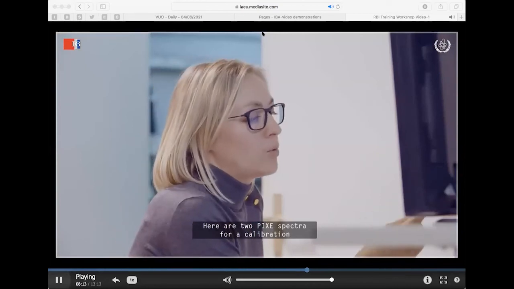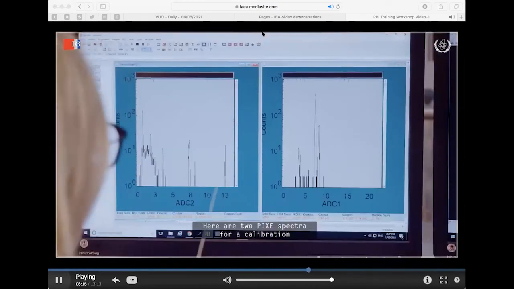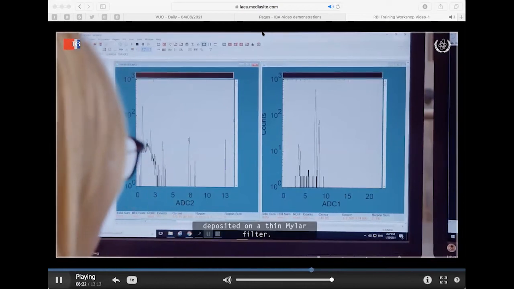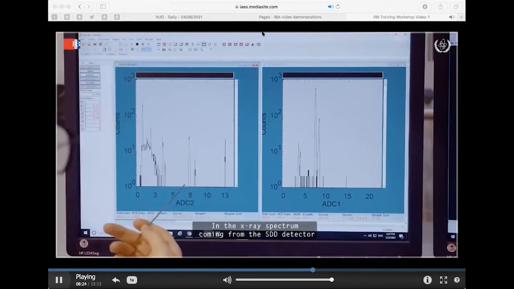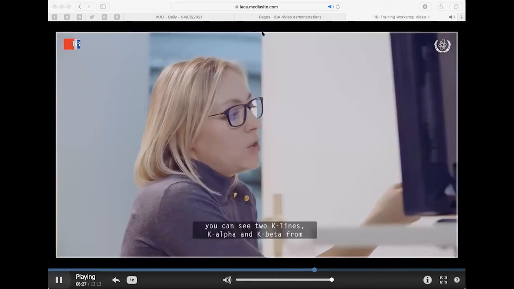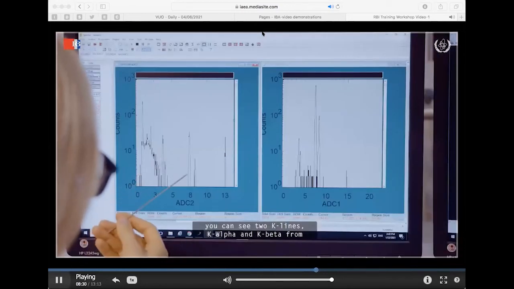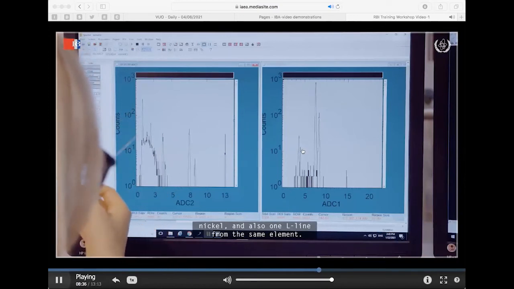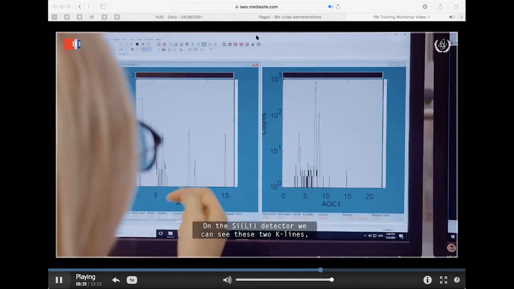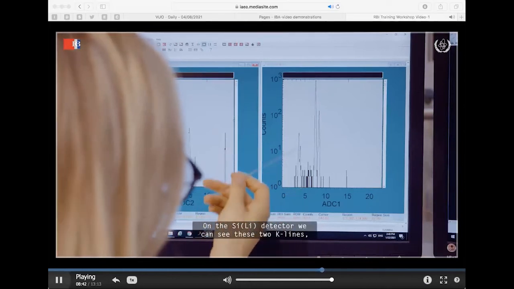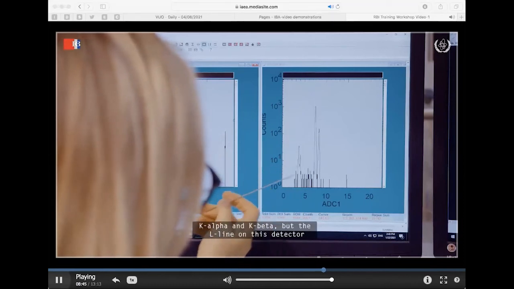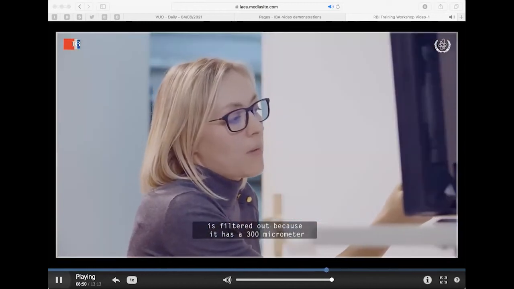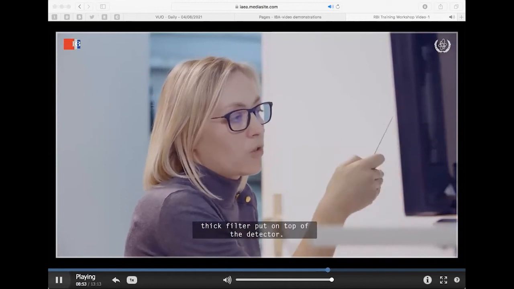So here are two PIXE spectra for a calibration standard, which is composed of nickel deposited on a thin Mylar filter. In the X-ray spectrum coming from the Sdg detector, you can see two K lines, K alpha and K beta from nickel, and also one L line from the same element, nickel. On the Sdg detector, we can see these two K lines, K alpha and K beta, but the L line on this detector is filtered out because it has a 300 micron thick filter on top of the detector.